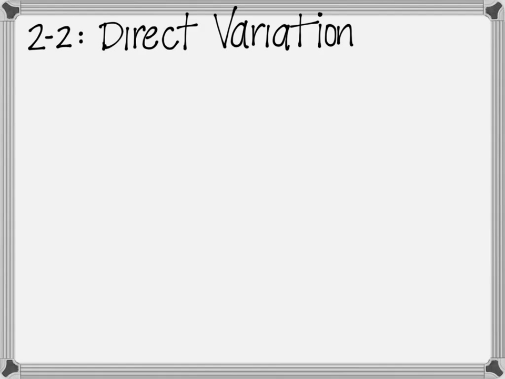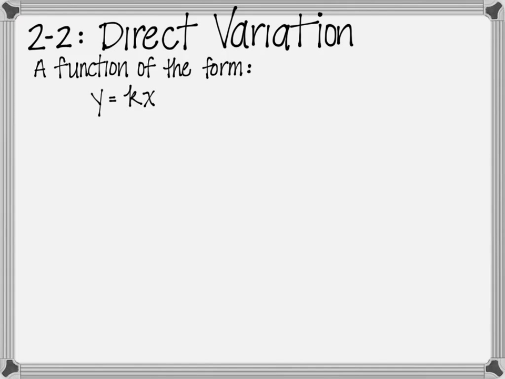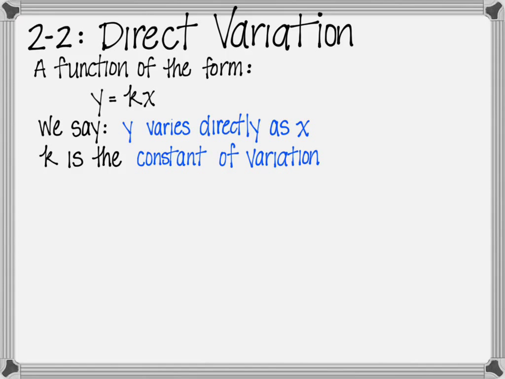This is a lesson on direct variation. A function in the form y equals k times x is said to be a direct variation problem, and we read it as y varies directly as x. k is called the constant of variation, and we can find k by just dividing y by x.